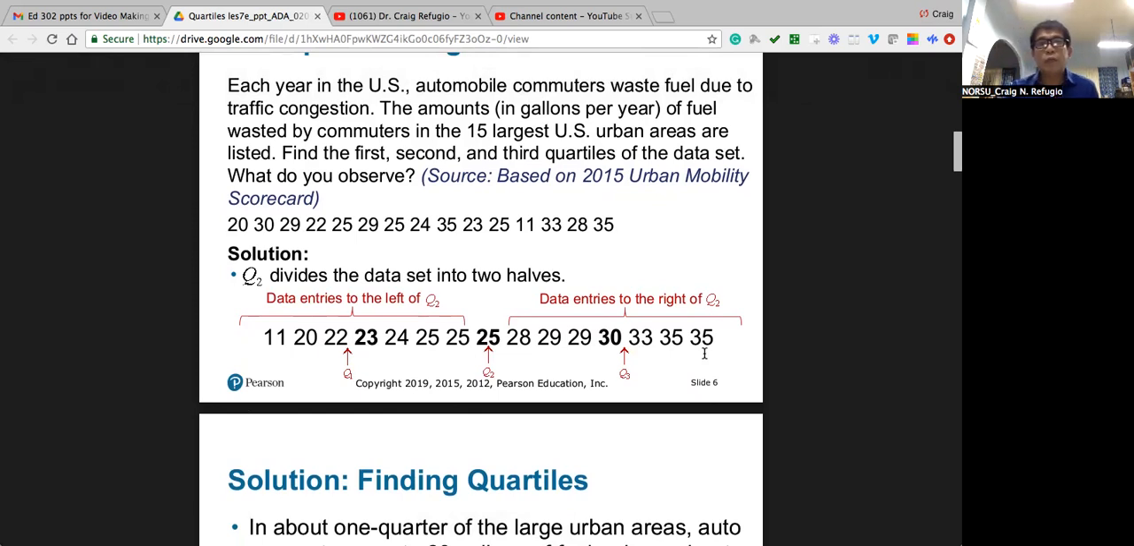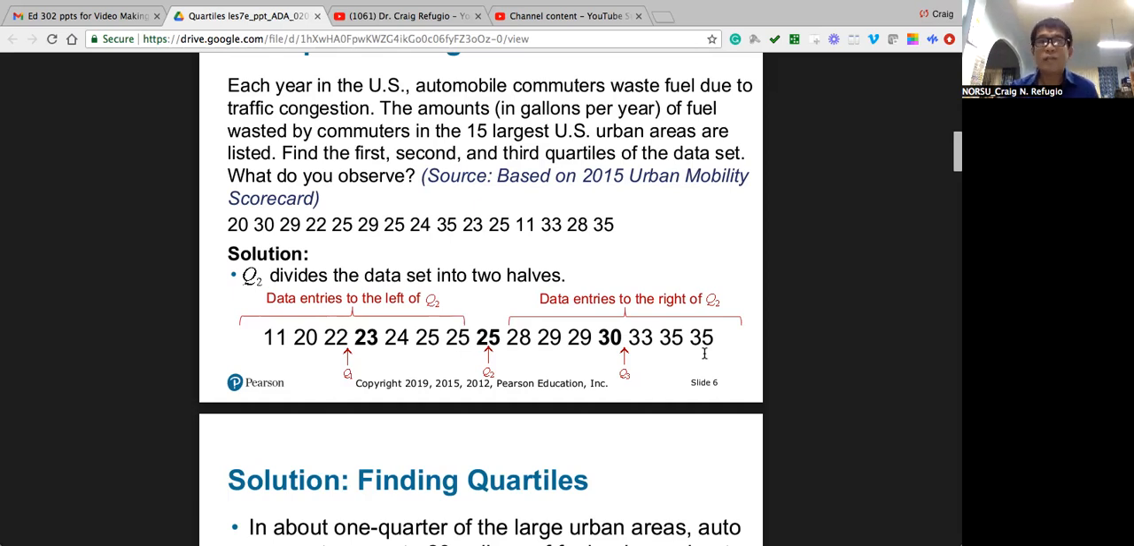So we're going to get Q2 first. You have to remember that Q2, or quartile number 2, is equal to the median. And recall the calculation of the median. If the total number of data in the set is odd, we add 1. Since 15 is odd, we have 15 plus 1, then divided by 2. So 15 plus 1 is 16, divided by 2, which is equivalent to 8.